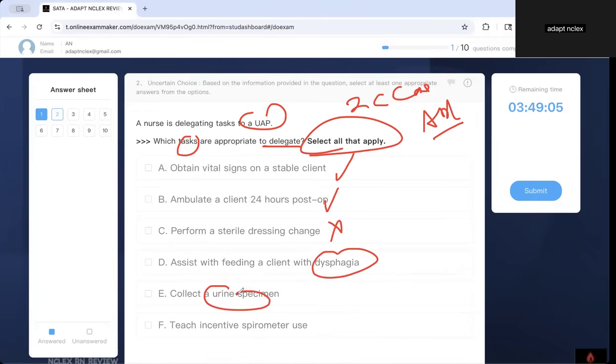Collect a urine specimen. Oh, I go to the urine bag, I empty it. What do I need to do? There's no sterile technique there, nothing. I may be doing something right. Teach incentive spirometer use. There's the word teaching. I know I shouldn't be teaching anybody. I walk away. How you answer the question, that's the content, a little bit of common sense.